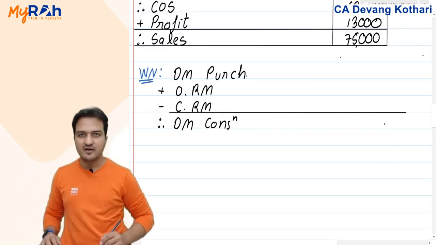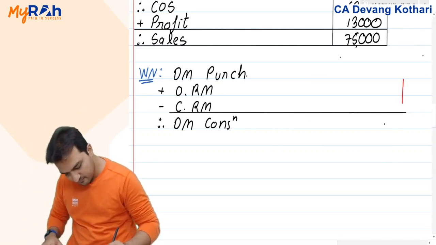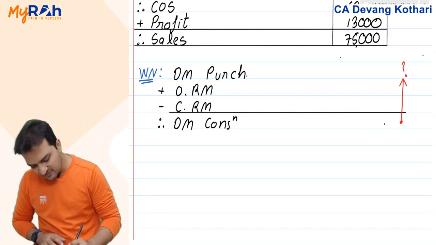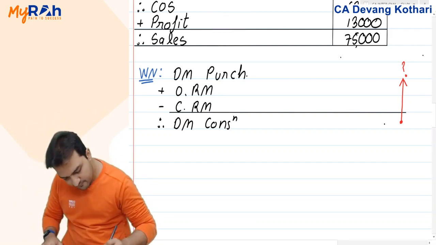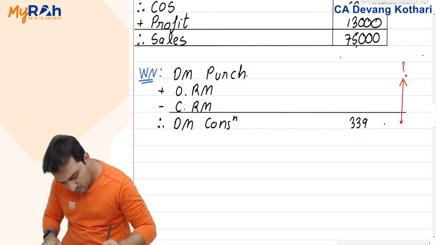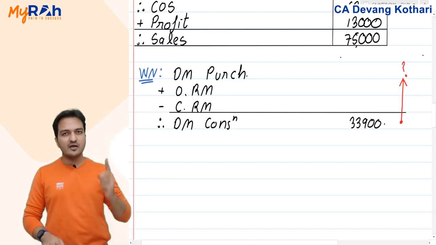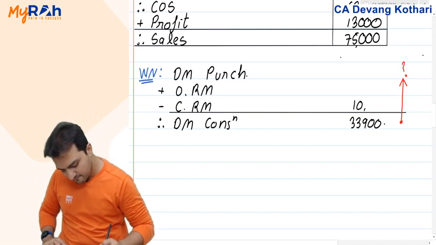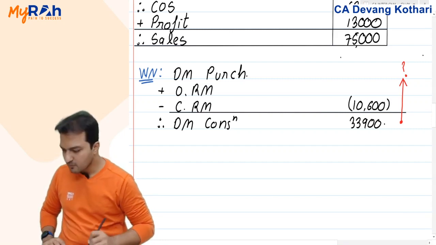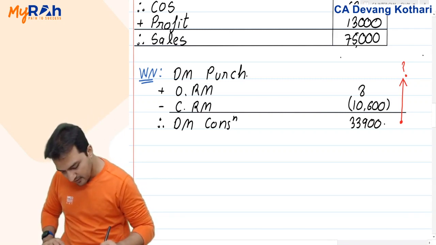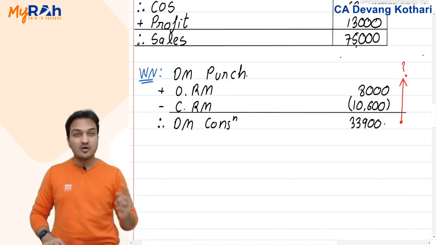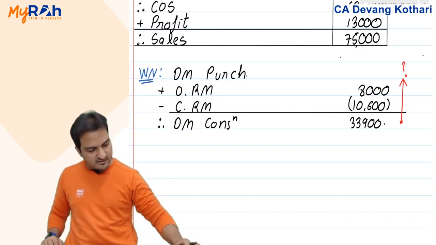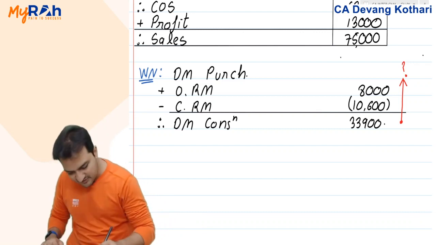But now this time in my format here, here also I will do reverse working, because I have consumption, I want to find a purchase. 33,900 that you got is the consumption. From there I go reverse to find the purchase. So closing raw material is given as 10,600, which is a negative value, and opening raw material given 8,000 is a positive value. But when I do reverse working here, negative values are added. So 33,900 plus 10,600 minus 8,000 gives me 36,500.